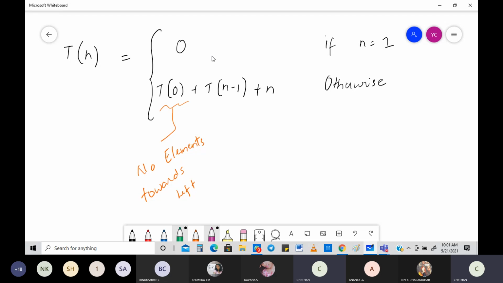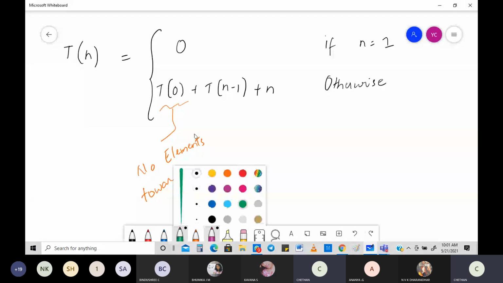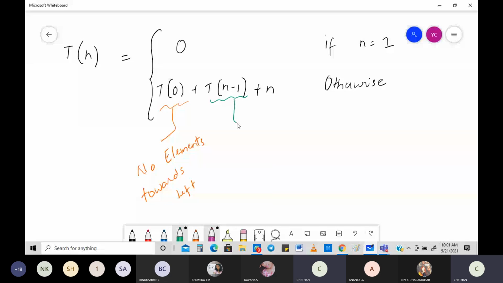Then there are a few things you have to understand in the below part, this one. Now what is T of 0? T of 0 represents that there are no elements towards the left side of it, and it can be easily equated to 0. And then you may be thinking, what is this? There are n minus 1 elements. That's what I was talking about, right? There are a total of n minus 1 elements towards the right side of it. That is why I have taken the time complexity of n minus 1 elements. And what is this? It's not just n, it's Cn.